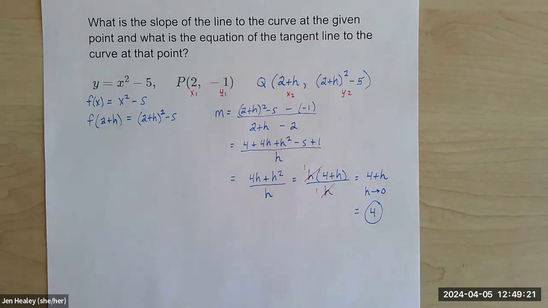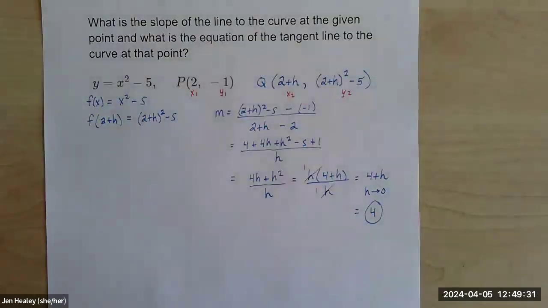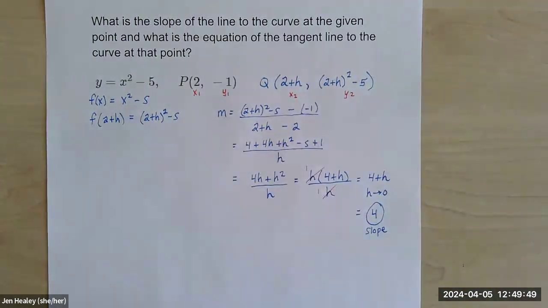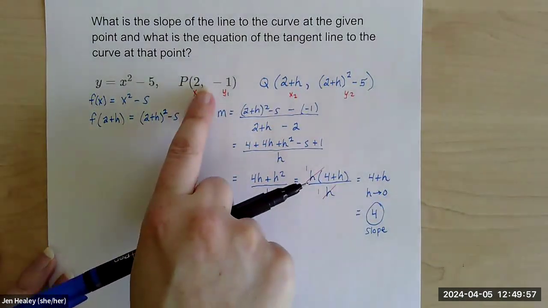So let me read the question again. What is the slope of the line to the curve at the given point? We just took care of that. The slope is 4. And what is the equation of the tangent line to the curve at that point? All right, that's the part we haven't answered yet. It wants the equation of the line, and the slope is what we just found. So they want the equation of the tangent line to the curve at the point they gave us.